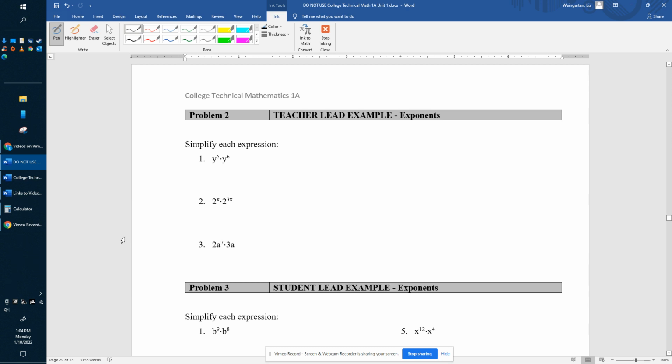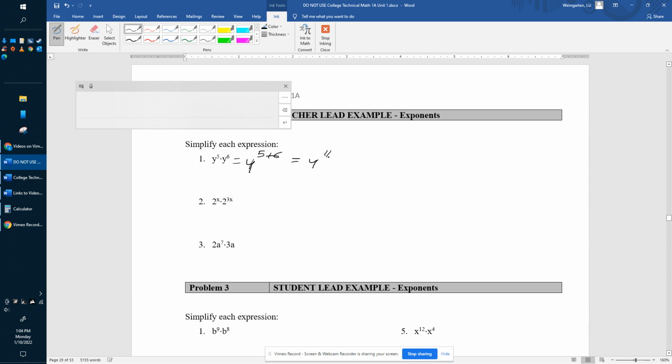We have y to the fifth and y to the sixth. According to our example in problem 1, that's going to be the same thing as saying y to the 5 plus 6, which equals y to the 11th.